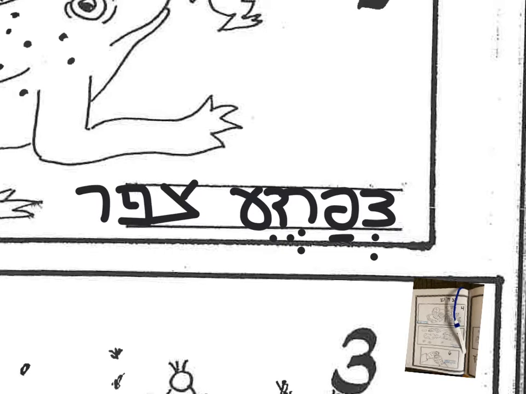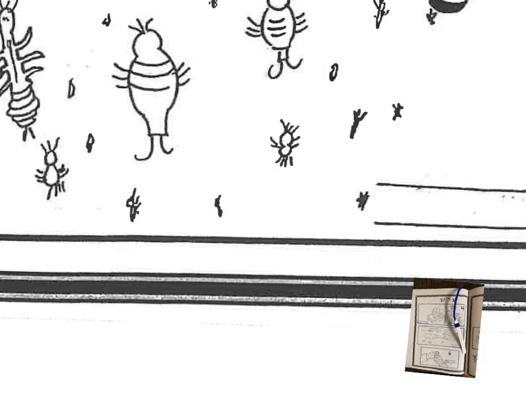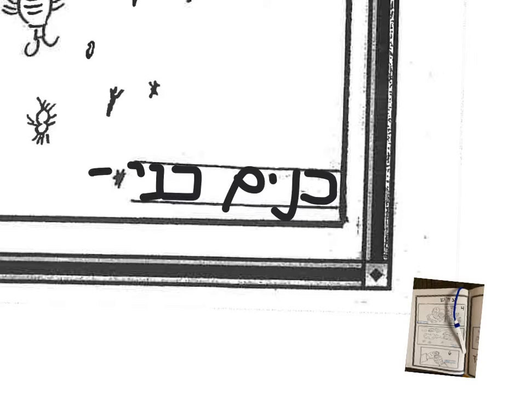Sfar. Sfar. Dea. Okay? And then on the bottom one, you're going to write kinim, or in regular script, kinim.